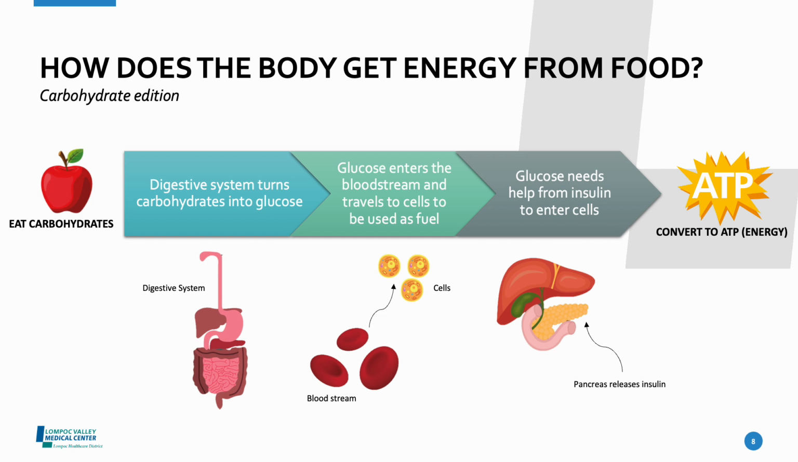The glucose is like putting gas into the gas tank of our cells to be used as fuel to get us through our day-to-day. Glucose cannot enter the cells without the hormone insulin being present. The pancreas releases insulin when it senses an increase in glucose in the blood, commonly referred to as blood sugar. Glucose is then converted to ATP, which is the energy our body uses on the cellular level.